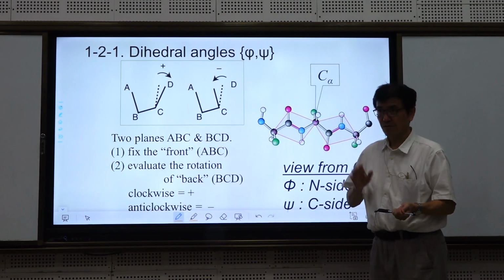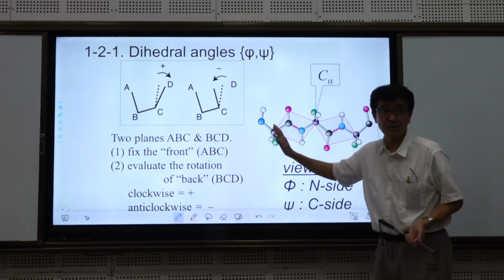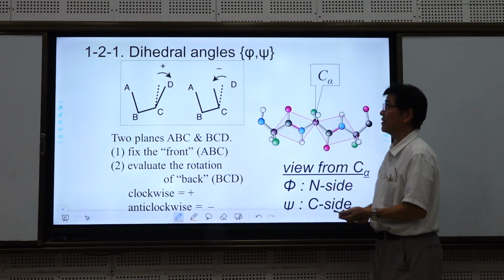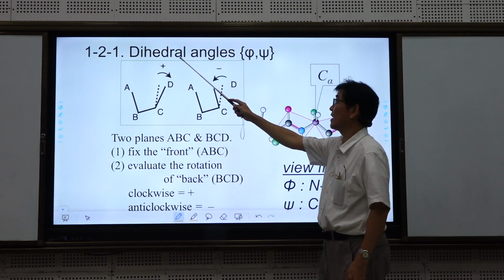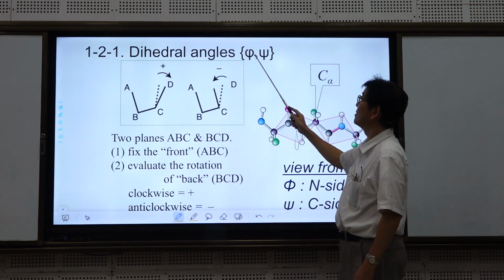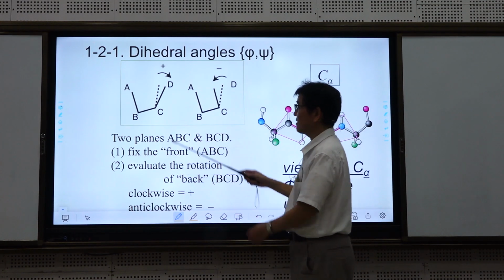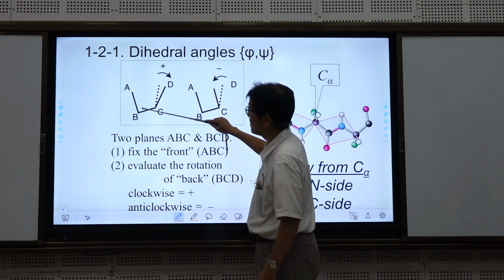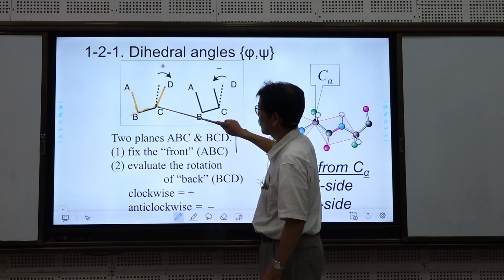And in today's talk, we discuss main chain structure, and so I should introduce a few parameters to specify the main chain structure. One important parameter is the dihedral angle, phi psi. Okay, this is the rotational angle of this axis and this axis around this bond.